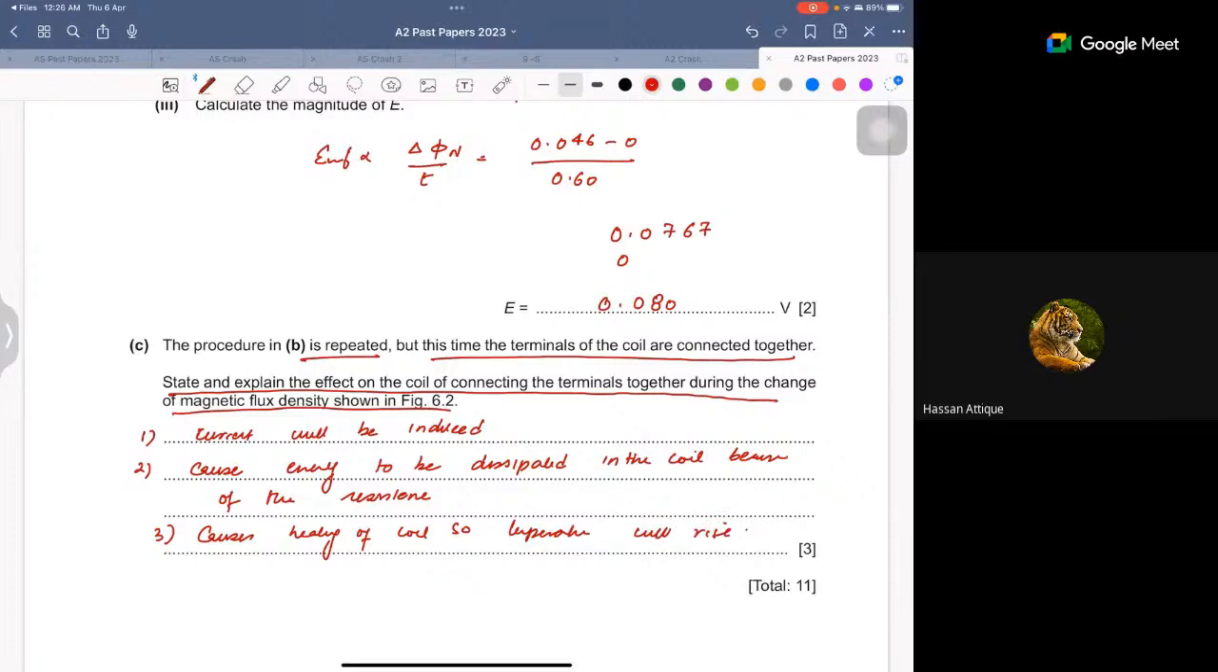If you have a different answer, let me know. Sir, I sent my answer. Could you please check it? Hasan Adik, how come you're in A2? I thought you were in AS still. Assalamu alaikum.